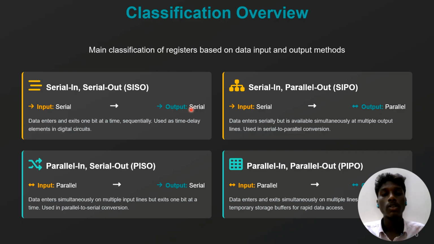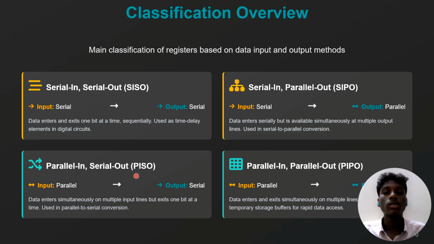as serial only. The data enters and exits one bit at a time sequentially, used as time delay elements in digital circuits. And in serial in, parallel out, the input is serial and the output is parallel. Data enters serially but is available simultaneously at multiple output lines, used in serial to parallel conversion.